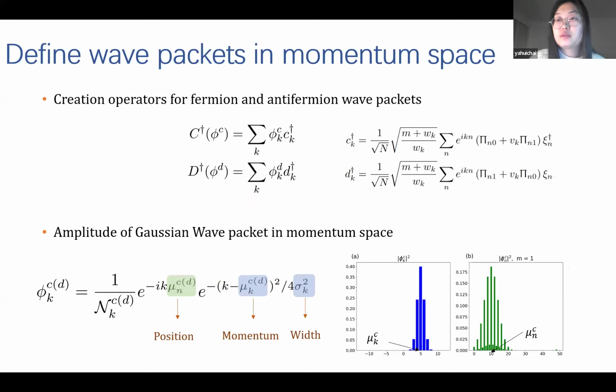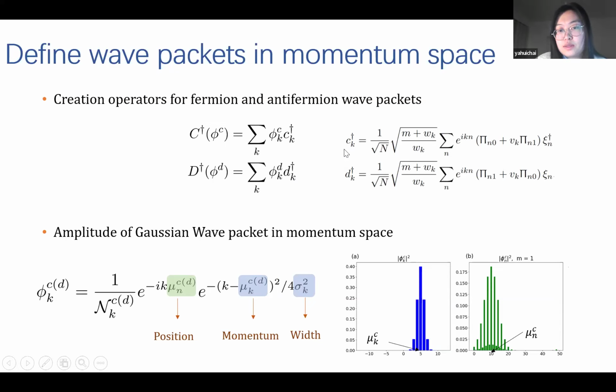Okay. Firstly, we define the creation operators for fermion and antifermion wave packets. This is the fermion wave packet and this is the antifermion wave packet. Phi k are the coefficients defined in momentum space and following a Gaussian distribution. The operator c_k dagger is a creation operator for a fermion with momentum k, and the operator d_k dagger is a creation operator for an antifermion with momentum k.